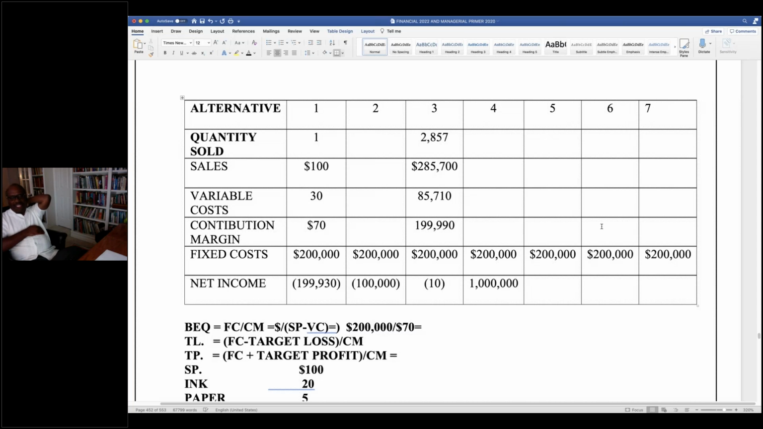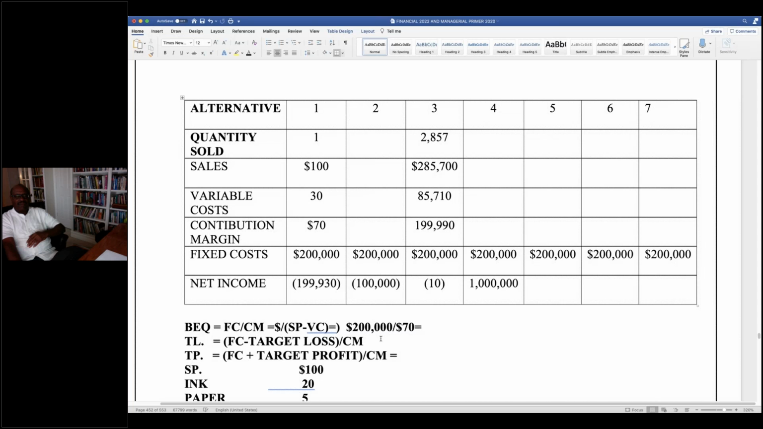Oh Lord, I'm gonna be in office hours tomorrow. So for the target loss, you're gonna do FC minus the target loss, then divide that by the CM to get the quantity sold? That's correct. Can you repeat that? You're going to do the FC minus the target loss, and then divide that by the CM.